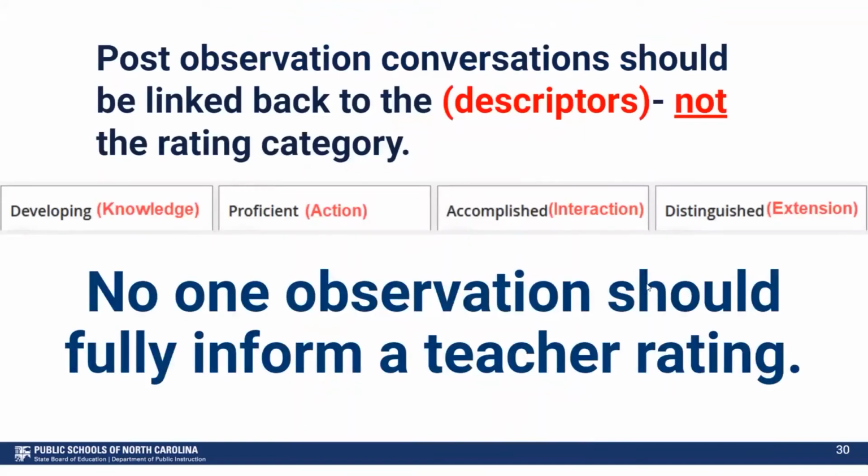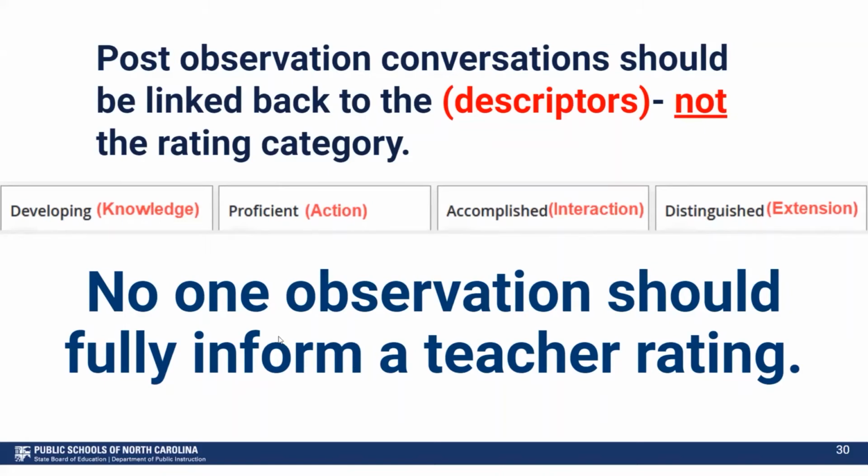Post-observation conversations should be linked back to the descriptors, not the rating category. Your fillable forms do not list these growth descriptors, but this is what your conversations should be centered on. You are not rating your teachers during an observation, so you're not marking them developing, proficient, accomplished, or distinguished. What you're doing is trying to grow their knowledge or find out where they're at with knowledge. What do they know? The next one is action. What do they show? The interaction, how is it shown in their classroom? And then the extension, how is it shown outside the classroom?